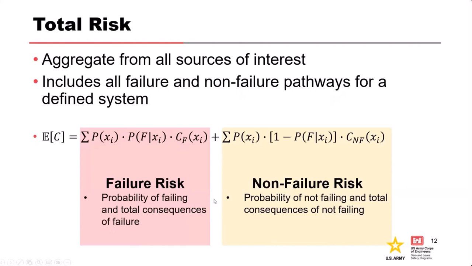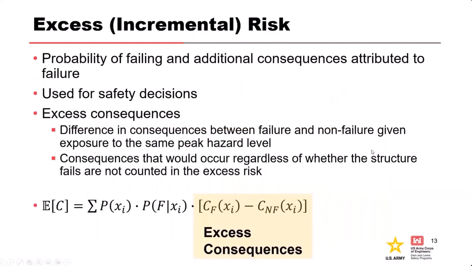You'll see that's different in later slides for other types of risk. And then non-failure is the probability of non-failure, which is 1 minus the probability of failure in this term, times the consequences if the dam or levee doesn't fail. The excess incremental risk, this is where we look at the risk over and above due to the population being exposed to failure. So it's used primarily in our safety programs to make safety decisions and investments.